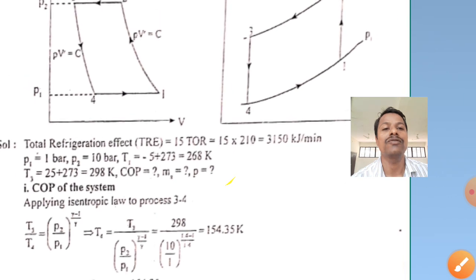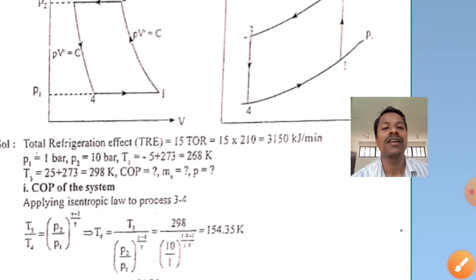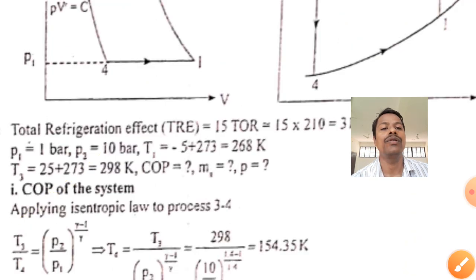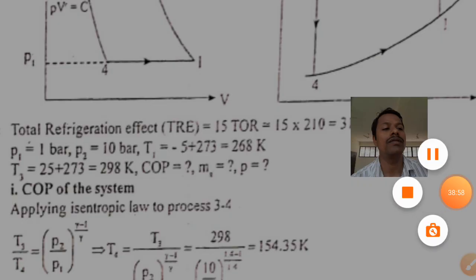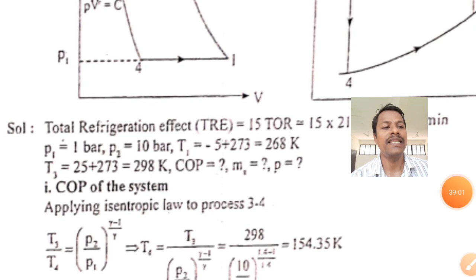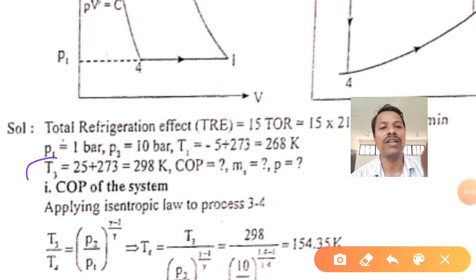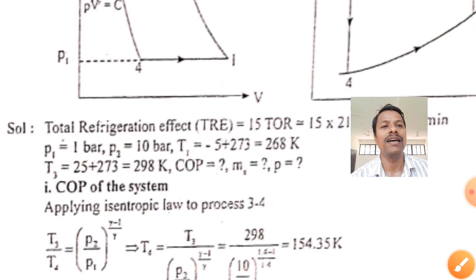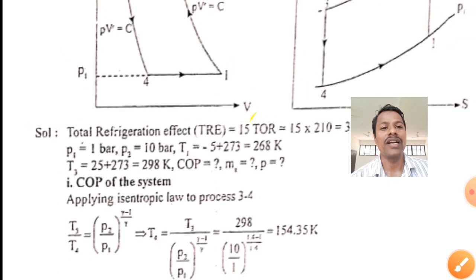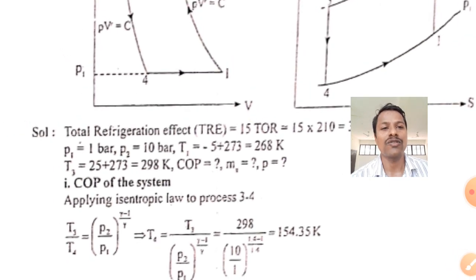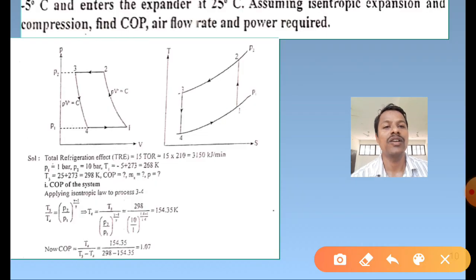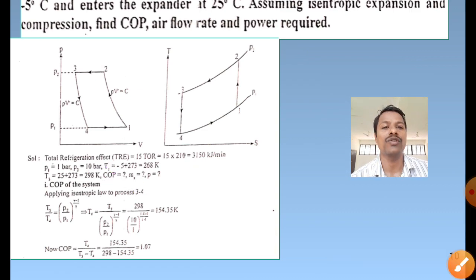Then T3, I am sorry, T3 is 25 degrees Celsius, that is at the condenser outlet or expander inlet, state 3. So it is at 25 degrees Celsius in the problem statement he had given. So this is 25 plus 273, 298 Kelvin, and we are supposed to calculate COP, mass flow rate of refrigerant, mR, then power required, that is P, we are supposed to calculate.